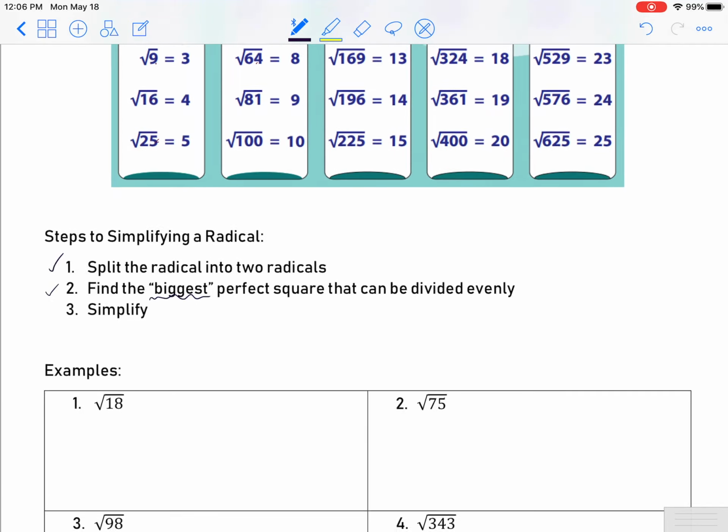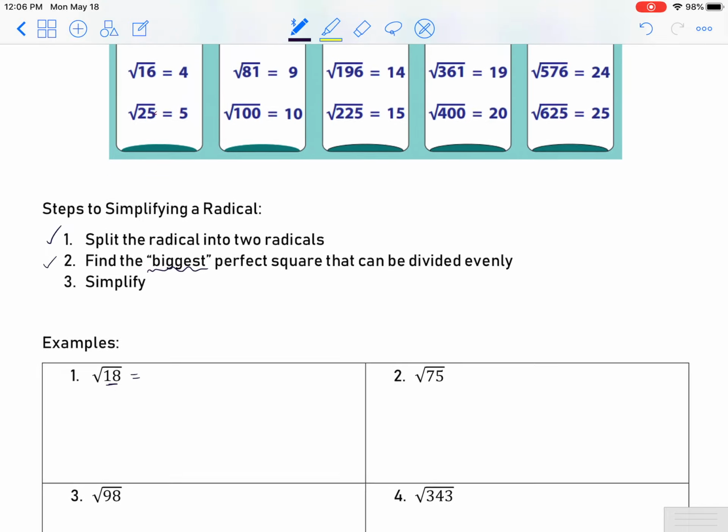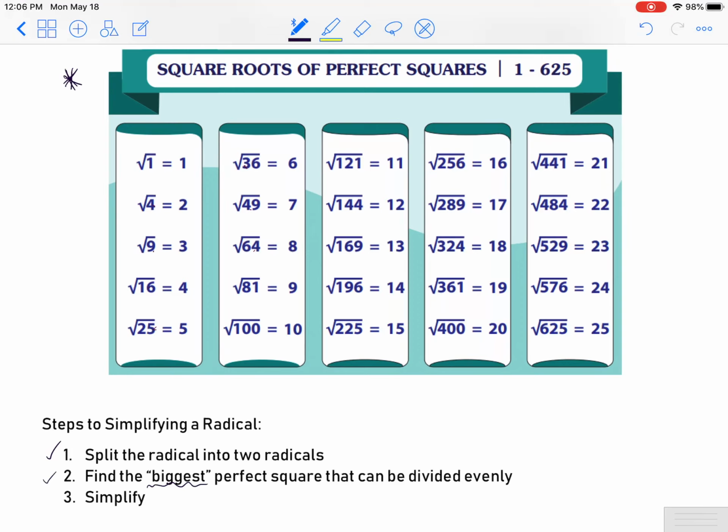All right, so if I look at this first example, the square root of 18, what I'm going to do is take the number 18 and go up to my chart. 18 falls somewhere in here. So I'm going to use these numbers and see which one I can divide into evenly. In my calculator, I'm going to do 18 divided by 16. If you do that, it doesn't come out nicely. So try the next number. 18 divided by 9. Well, that comes out nicely, so that must be the largest one, so that's what I'm going to use.